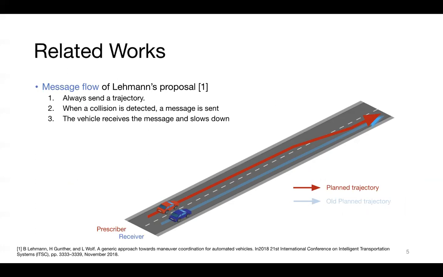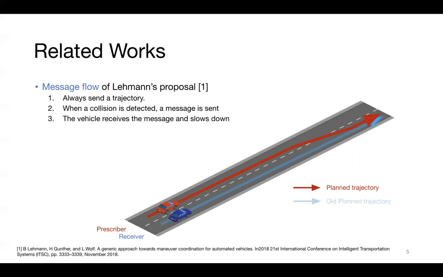There are several researchers that studied maneuver coordination, and here I introduce the study of Lehmann, which proposed an MCM able to be used for several situations. In this study, they consider the situation in this figure. The red vehicle is going to change lanes, and the future trajectory of the red vehicle and the blue vehicle in the next lane collide. Here, the red vehicle is called the prescriber and the blue vehicle is called the receiver.